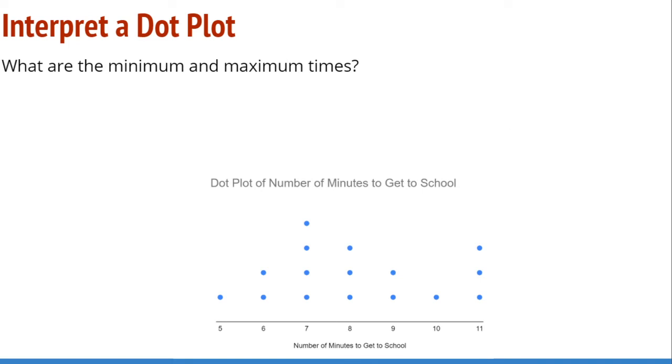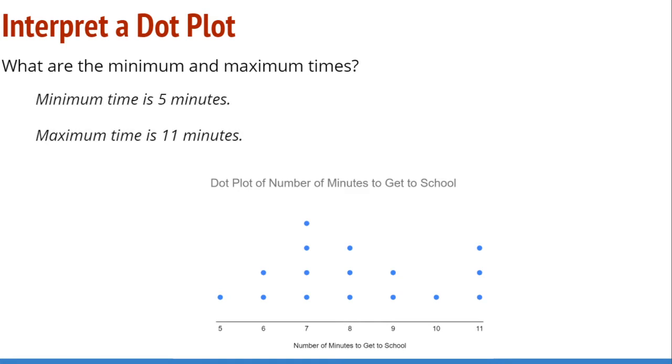Looking at the dot plot, what are the minimum and maximum times? The least amount of time it takes a student to get to school, and a maximum amount of time. The minimum time is 5 minutes. The maximum time is 11 minutes. So we've come up with a rough idea of the median. I roughly said that was 8. I said that the minimum was 5, and I said that the maximum was 11.